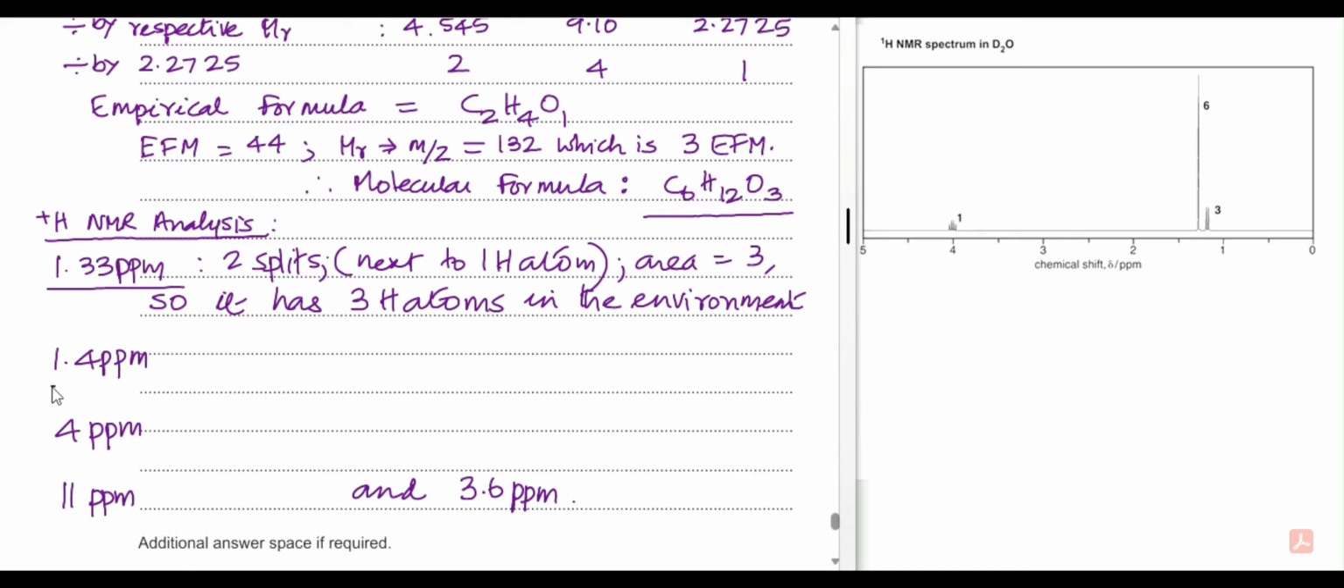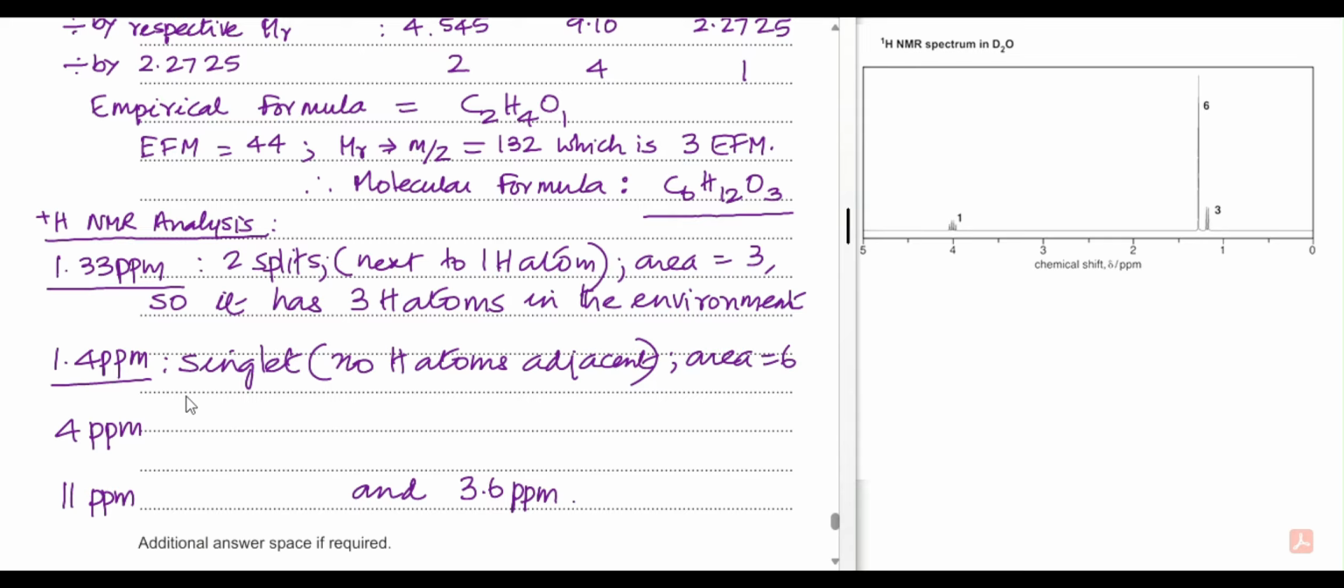The next one is 1.4 ppm. Looking at that, we can see it is a singlet. Okay, so let's write it's having no split, singlet, therefore no hydrogen atoms adjacent. And then the area is 6, which means there are 6 hydrogen atoms in it. So 6 hydrogen atoms in the environment.